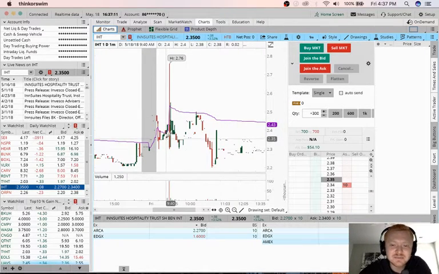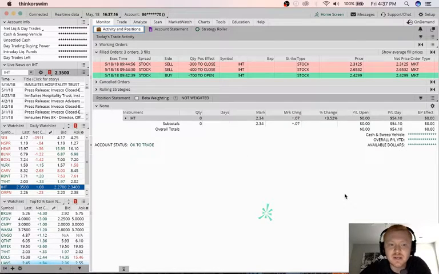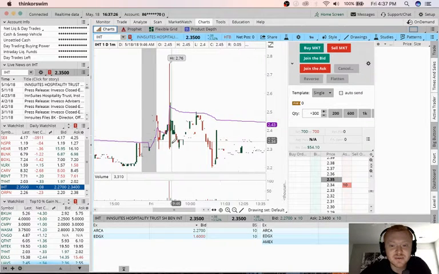So I got in at about 2.40, and then I scaled out. Let's look at my positions. I got in at 2.43, scaled out at 2.65, 400 shares, and then it dropped fast. And the rest of my shares I had to sell at 2.31, the bottom of this candle. Man, that's painful to look at. So the good thing is I took some of my profit. The bad thing is I didn't take all my profit.